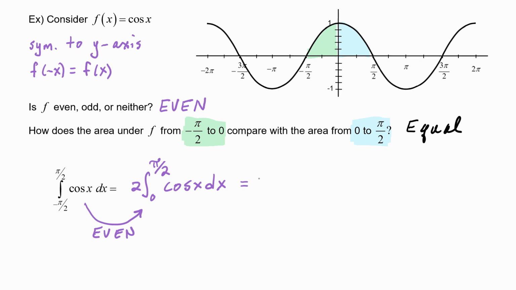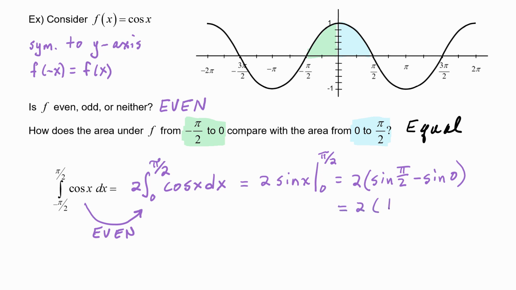Now this is going to be 2 times the integral of cosine of x dx, which is sine of x, evaluated from 0 to pi over 2, which is going to be 2 times the sine of pi over 2 minus the sine of 0, which is equal to 2 times 1 minus 0, which is 2.